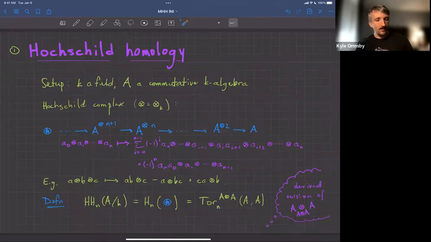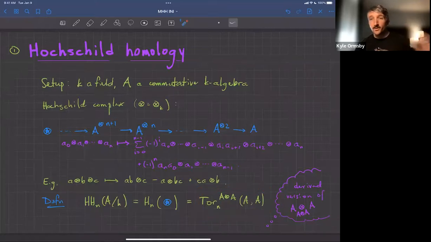The definition then of Hochschild homology is that we'll take this complex and we'll evaluate its nth homology. Simple enough. A very nice homological algebra exercise says that you're actually computing Tor groups. So you can consider A as a module over A tensor A. And then this is the nth Tor group that's indicated in this line here.